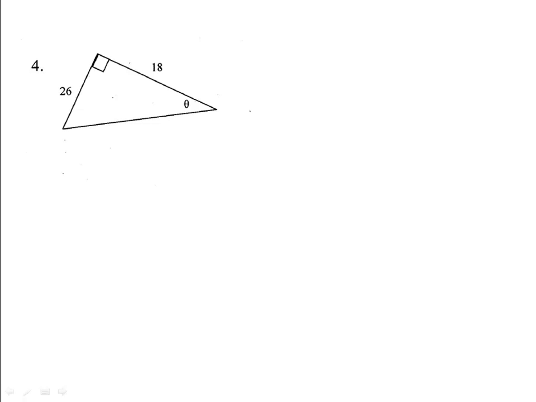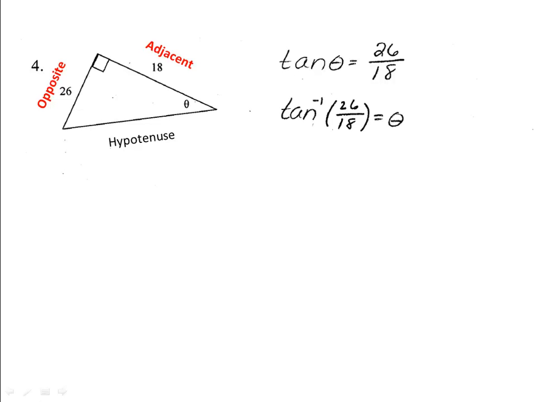Example 4, we also want to find the measure of the angle. We look at the sides that we have, opposite and adjacent. Which trig ratio uses opposite and adjacent? Well, that would be tangent. So the tangent of theta is 26 over 18. We want to find the measure of the angle, so we do tangent inverse of 26 over 18. Please take a moment to find the value that is the measure of the angle. Please pause the video here and come back once you've used your calculator to evaluate this angle. The measure of the angle is approximately 55 degrees.